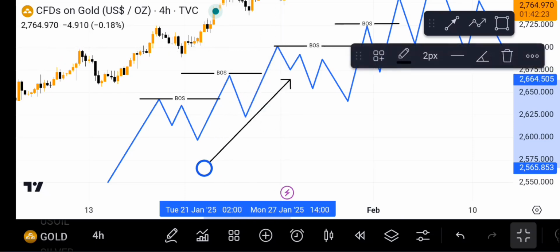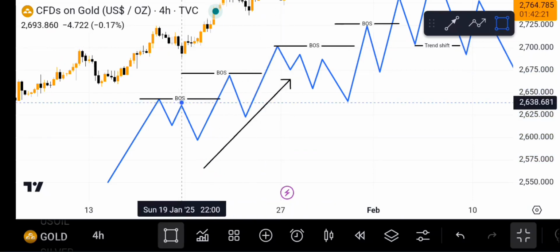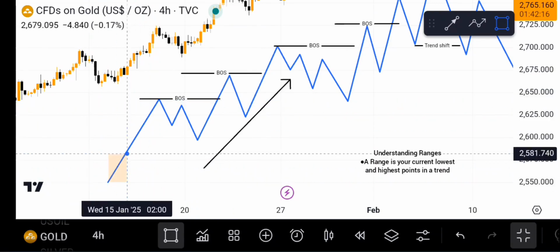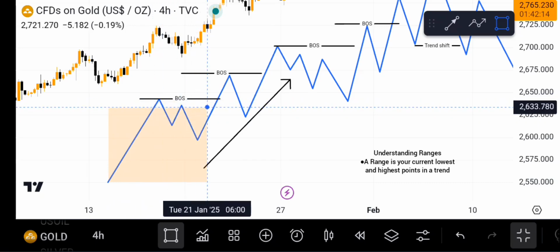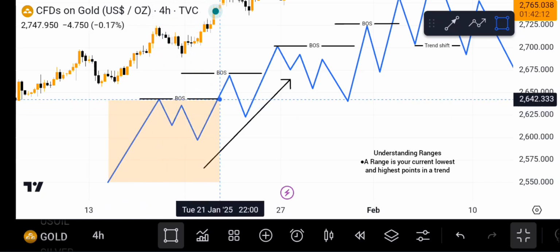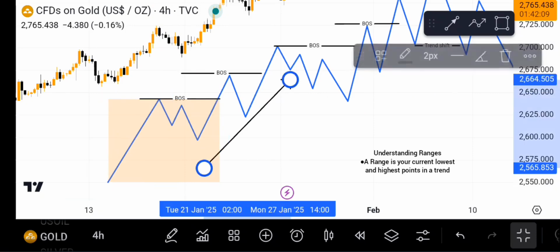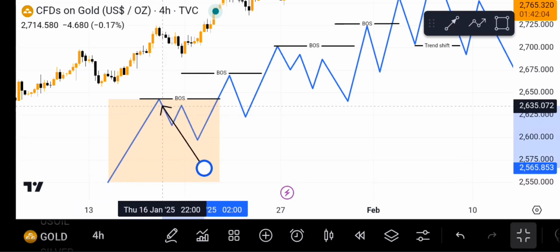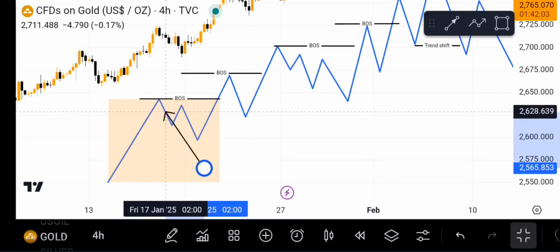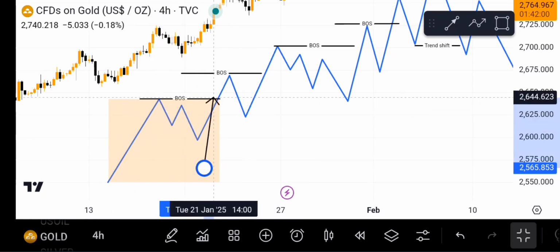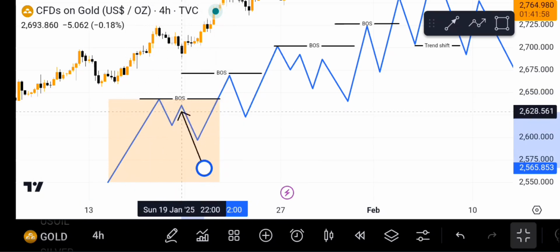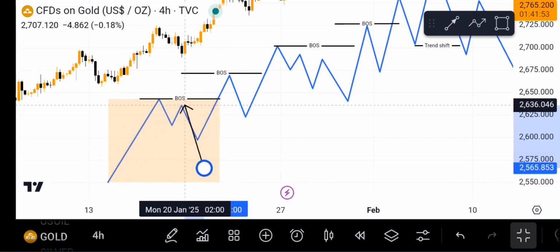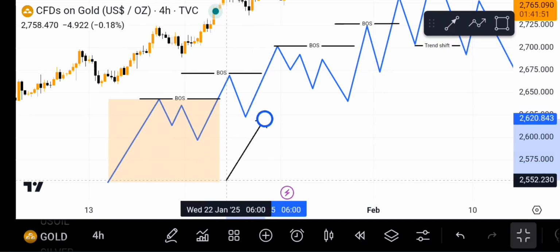And I want you to pay attention to this now. From this lowest point to that highest point, we call this a range. This is our lowest point and our highest point in this range of movement. And should the market break above the range or break below the range, that's when we consider it to be a break of structure. Now I really want you to pay attention.